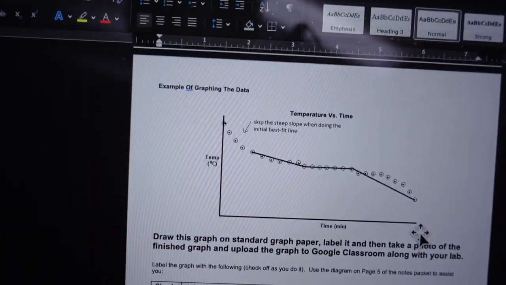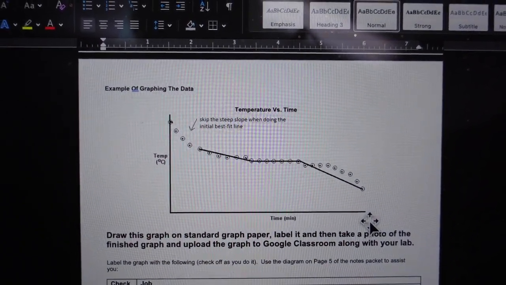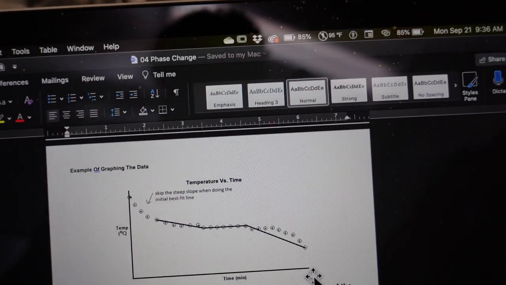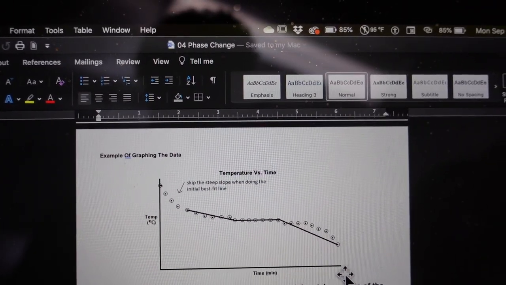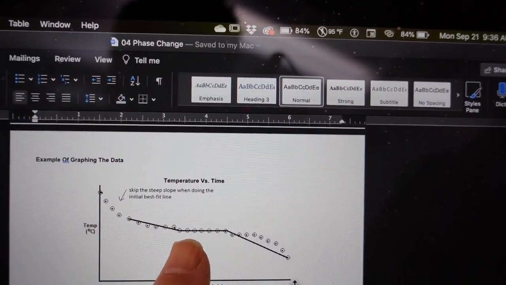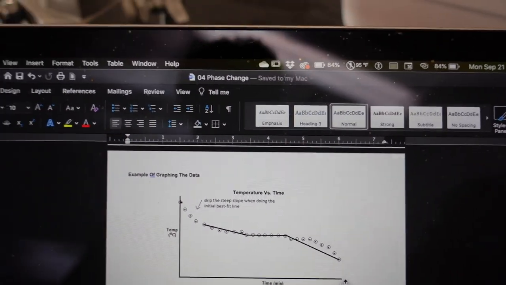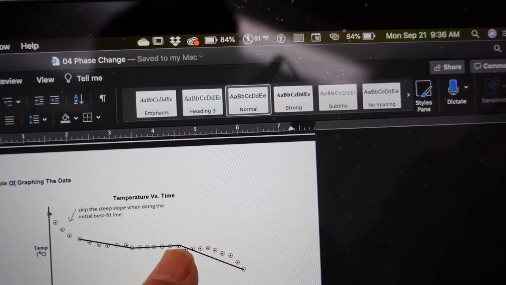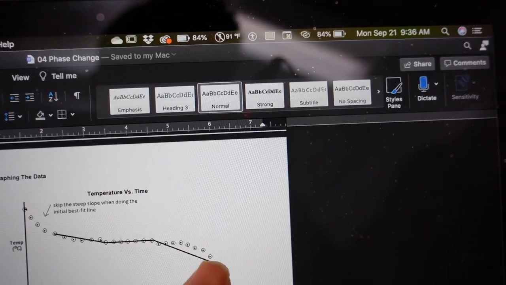Now, when you graph your data points, you're going to put temperature on the y-axis and time on the x. Then don't forget to put circles around your data points, and then you're going to create three lines. Where the temperature remained the same the longest, connect those dots with a single straight line. Then you'll connect the end of that straight line all the way to the end, totally bypassing any of this.